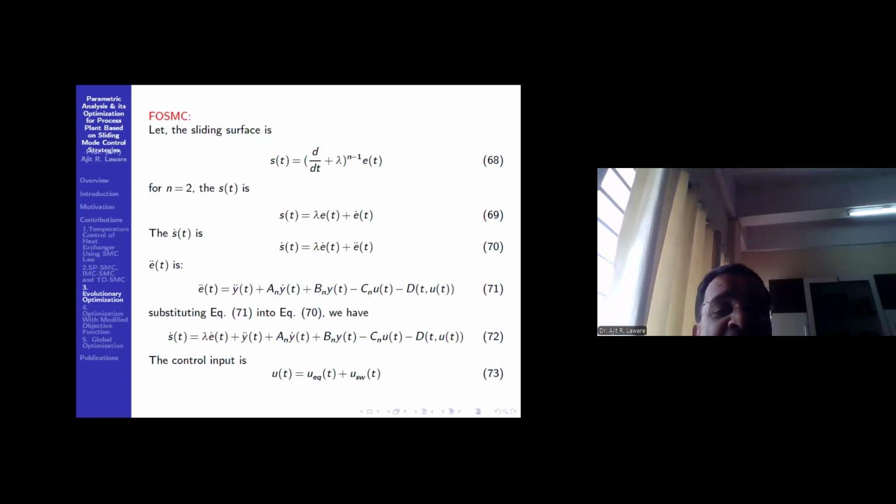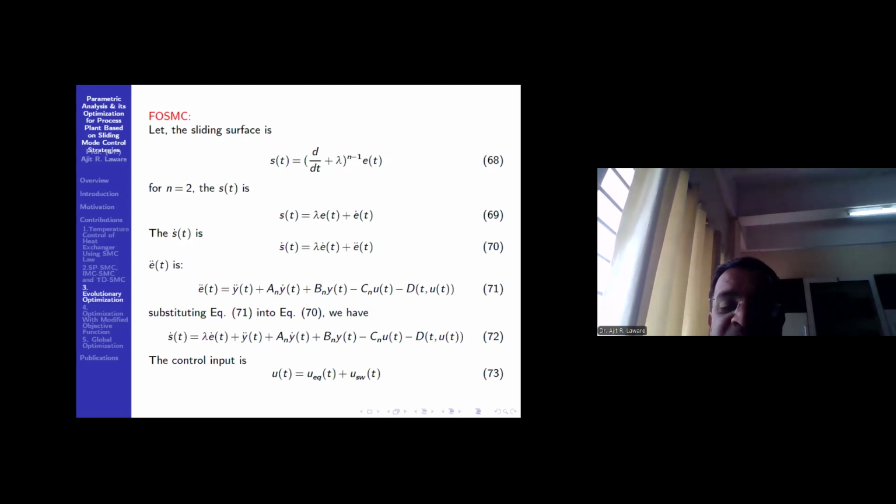FOSMC, that is the first order SMC. The sliding surface is as per the Utkin sliding surface, and for n equal to 2, I get the sliding surface s equals lambda e of t plus e dot of t. Here lambda is greater than 0, a positive constant, and I will find this lambda using the NSGA2 and MOPSO algorithms. Taking the derivative and substituting the e double dot expression into it, I get equation 74.